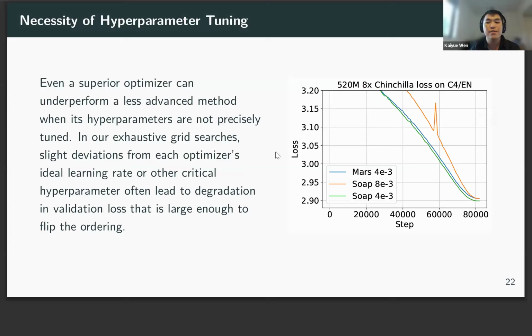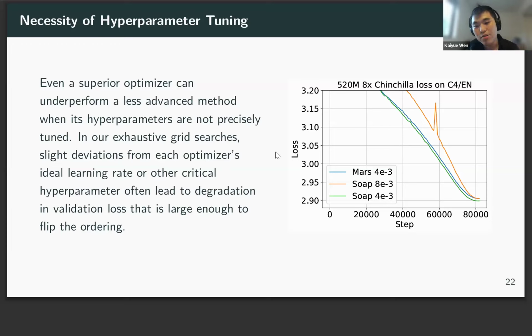To further strengthen the fact that hyperparameter tuning is pretty crucial, we can show that the difference between two optimizers is really subtle by picking some examples. For example, in the 500 million 8x Chinchilla region, when we just set the learning rate of SOAP to be 2x larger than the optimal learning rate we find, we can see that although there are some small spikes, the run still converges quite successfully towards the end. It reaches roughly the same loss as Mars. It is very hard to tell visually, but the loss is slightly higher than Mars.